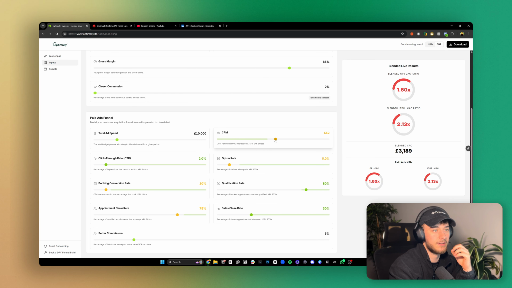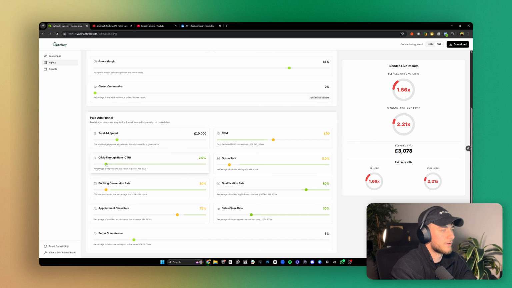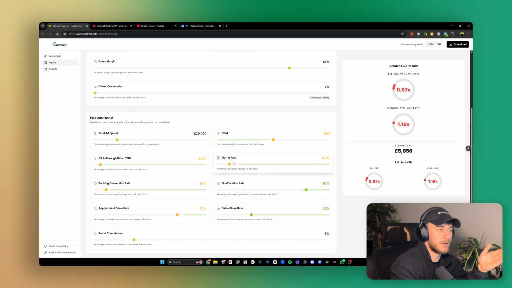CPM is going to be probably quite high from the ads that I've run before. I've seen that it's around the 50 mark. Click-through rate average is probably going to be 1%. We'll have some that might be 2%, and some that are going to be really, really bad while we're testing. So the average is going to come out as 1%.